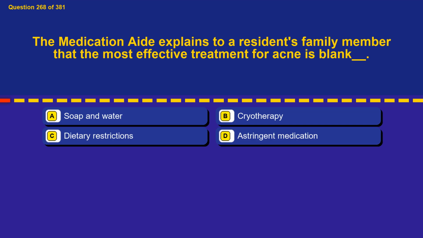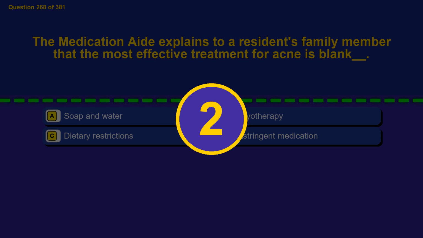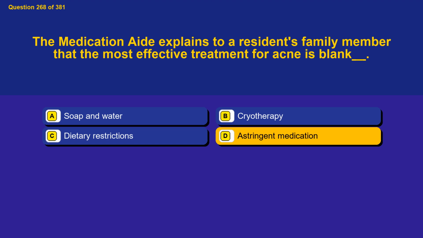Question 268. The medication aide explains to a resident's family member that the most effective treatment for acne is blank. Option A, soap and water. Option B, cryotherapy. Option C, dietary restrictions. Option D, the astringent medication. The correct answer is option D, an astringent medication.